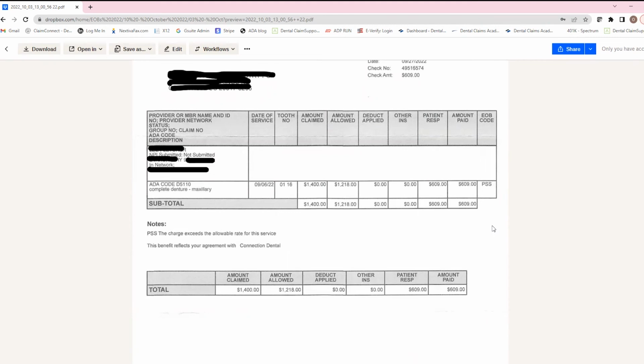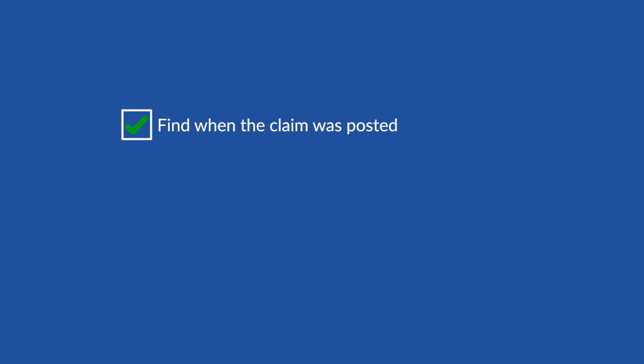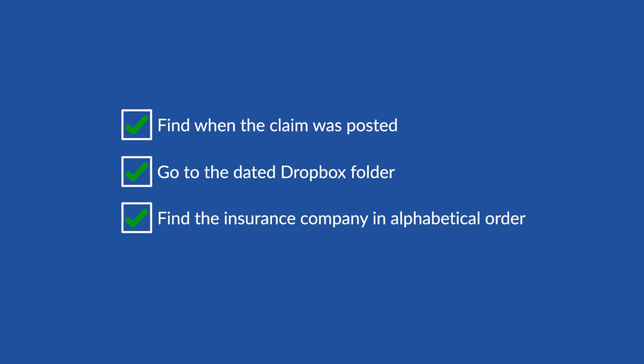Of course, with Dental ClaimSupport, we're always going to leave posting notes as well, so the need for an actual EOB isn't as important as if you're handling it by yourself in your dental office. It's basically as easy as it looks. Find when the claim was posted based on the patient's ledger. Just know what insurance company they have. Go to the folder that is dated with the day that we actually posted that scan. Inside that folder will be the scan, and then find the insurance company based on alphabetical order.